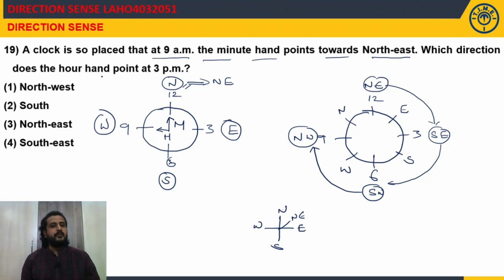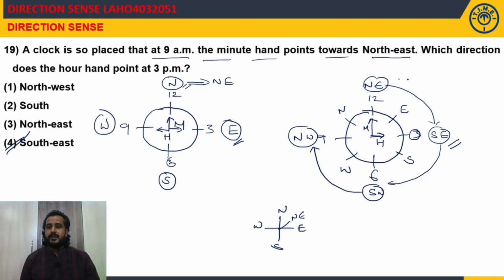Which direction does the hour hand point at 3 p.m.? So at 3 p.m. minute hand will be at 12, and our hand is pointing towards 3. Now, basically our hand pointing at 3 is east. But according to the change direction, it is southwest. So what is my answer? Southeast. Not southwest, southeast. Sorry, southeast.